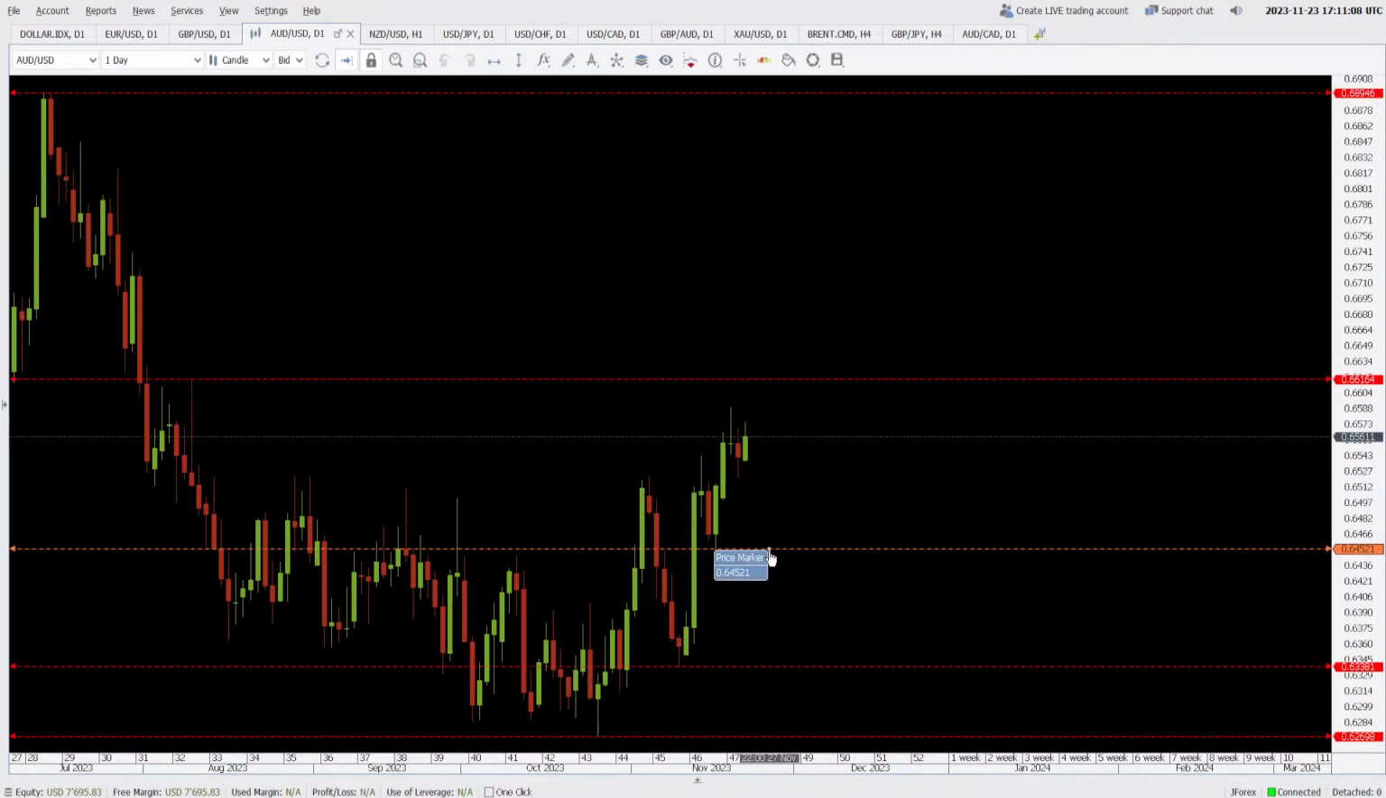So we still have 0.6452 as a support on the downside. The resistance being this previous high around 0.6616 area.